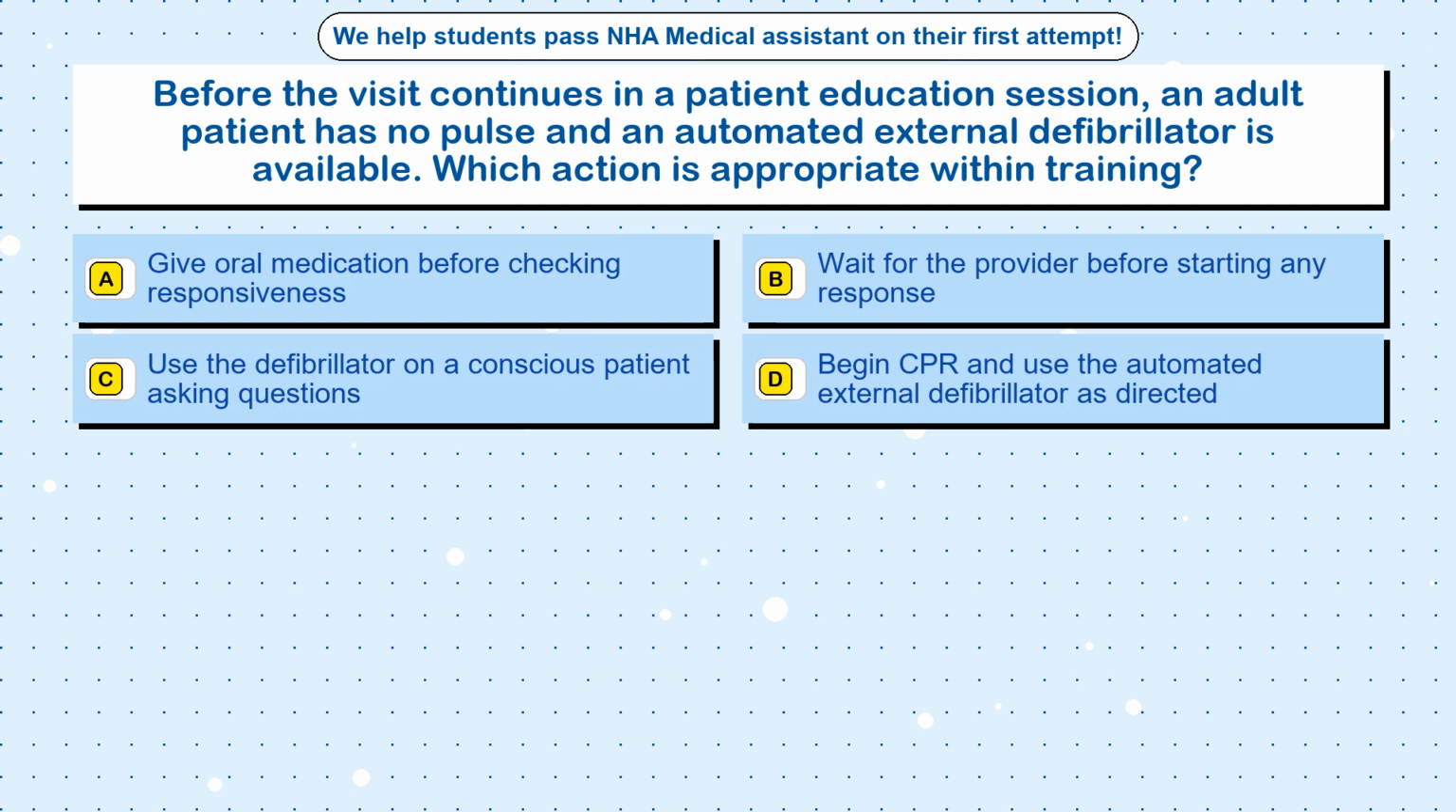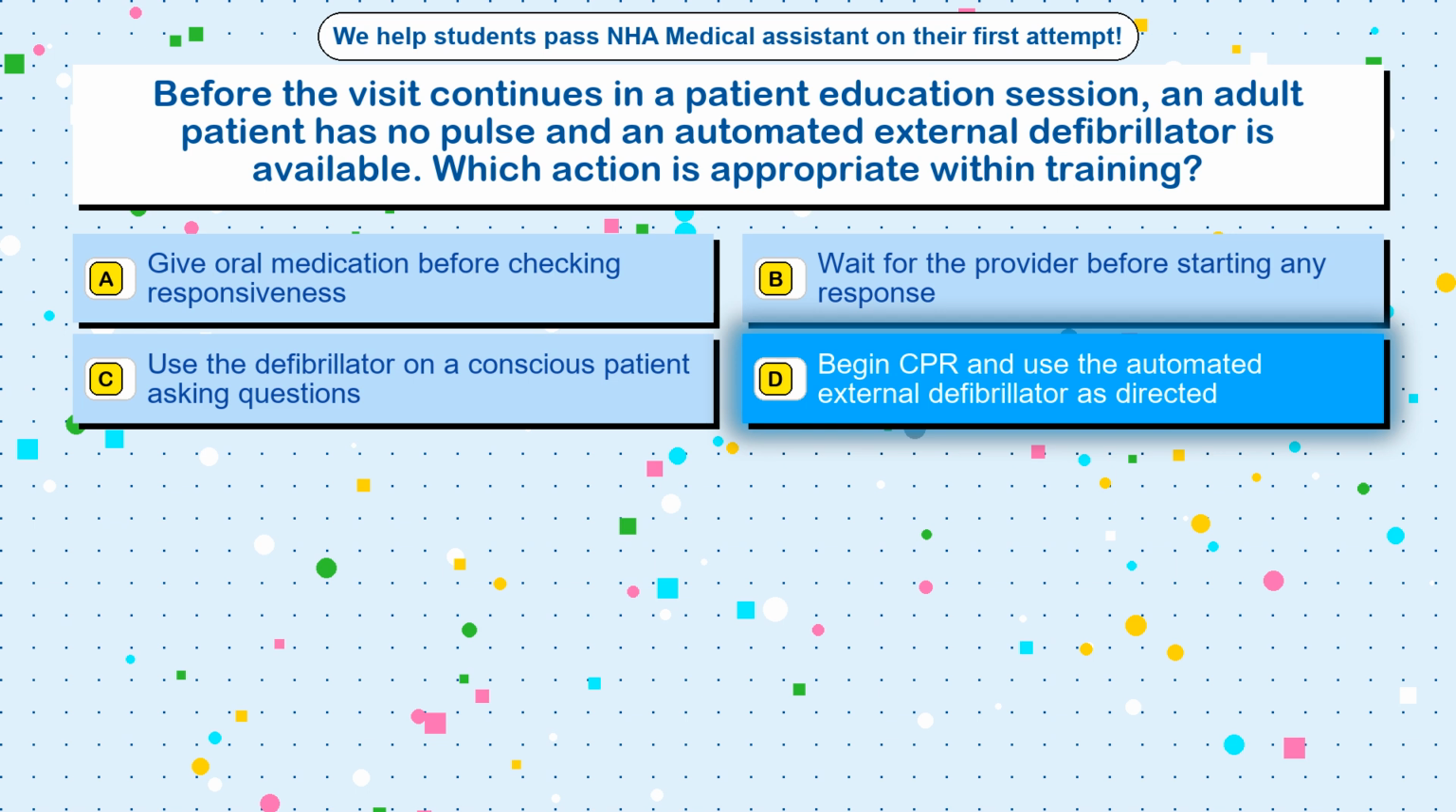Question 100. Before the visit continues in a patient education session, an adult patient has no pulse and an automated external defibrillator is available. Which action is appropriate within training? Option A. Give oral medication before checking responsiveness. Option B. Wait for the provider before starting any response. Option C. Use the defibrillator on a conscious patient asking questions. Option D. Begin CPR and use the automated external defibrillator as directed.